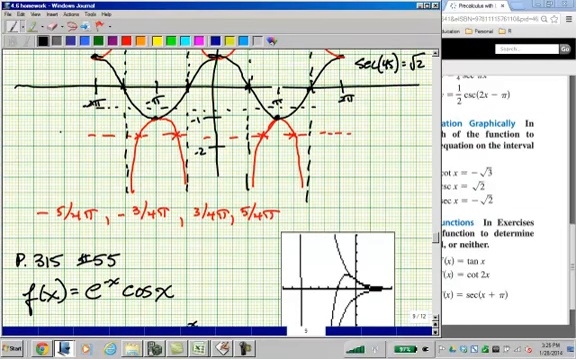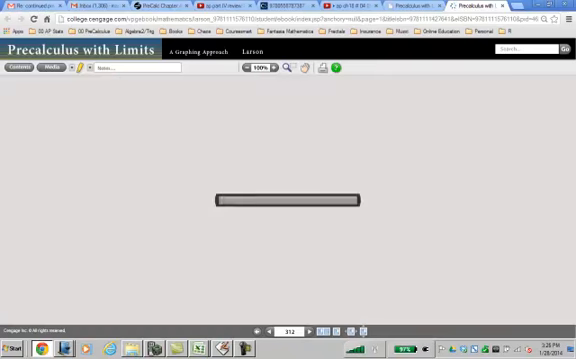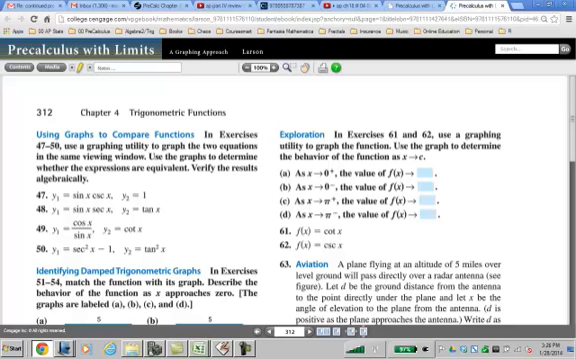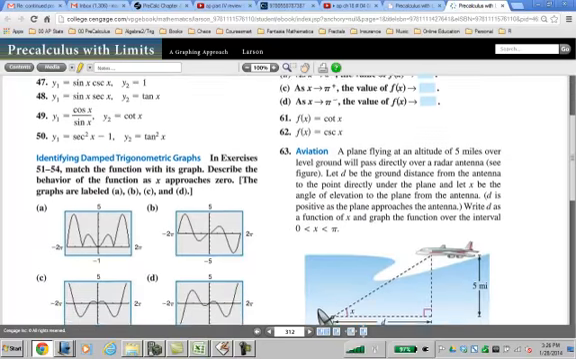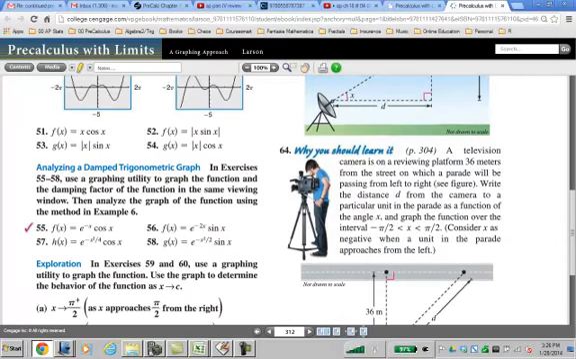Okay, so the next one you want to know is 55. So let's look at 55. What does 55 want to know? Okay, this is the damping functions. Okay, so use a graphing utility to graph the function and the damping factor of the function in the same viewing window. Then analyze the graph of the function using the method in example 6. So we'll talk about that. So first, let's look at the solution.